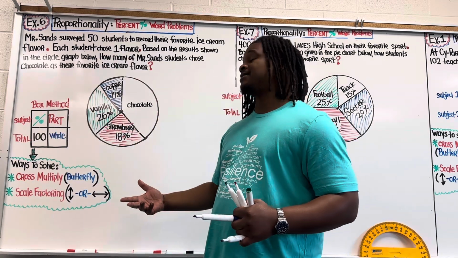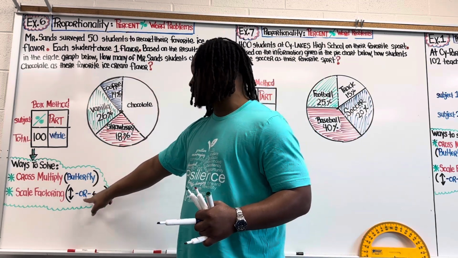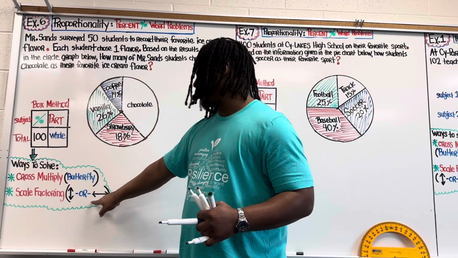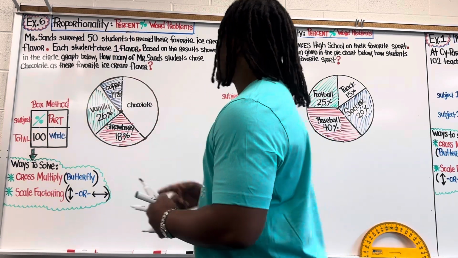And while using the box method, guys, you can either cross multiply to find out the unknown value, or you can use scale factoring to find out the unknown value. So that's what we're going to do, guys. So let's go ahead and read the problem.